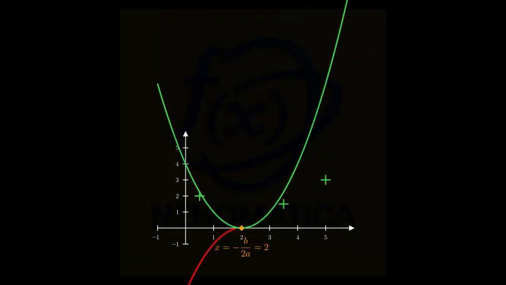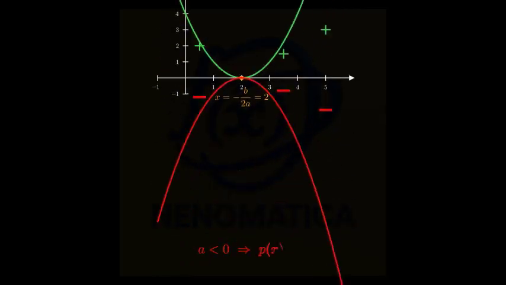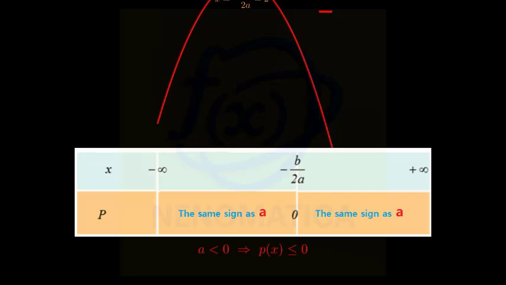What if a was negative? Consider p of x equals negative the square of x minus 2. The parabola opens downward and stays at or below the x-axis. It is never positive. Again, p of x equals 0 only at x equals 2, and its sign matches the sign of a, which is negative here. The sign table for delta equals 0 and a negative shows p of x is negative on both sides of x equals negative b over 2a, and equals 0 at that single point.